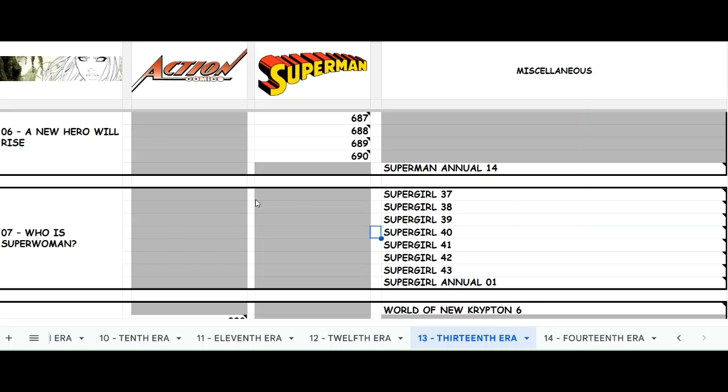Supergirl 40 has no branding but has a pretty dramatic reveal at the end in the sense that we find out who Superwoman actually is. In Supergirl 41, no branding, and similarly in Supergirl 42 and 43. So that's how I would read this. I would read Who is Superwoman here in the reading order.